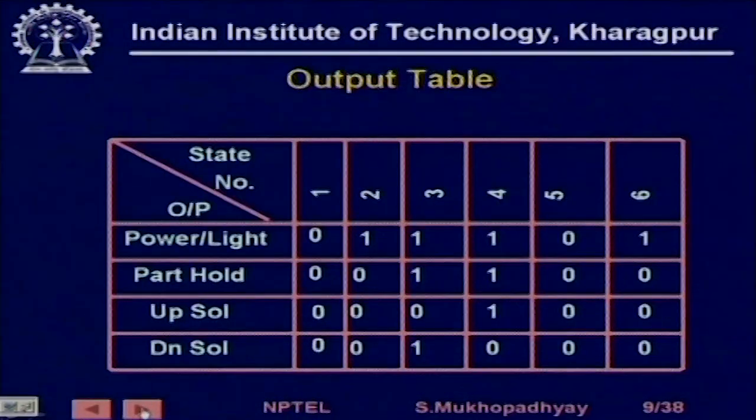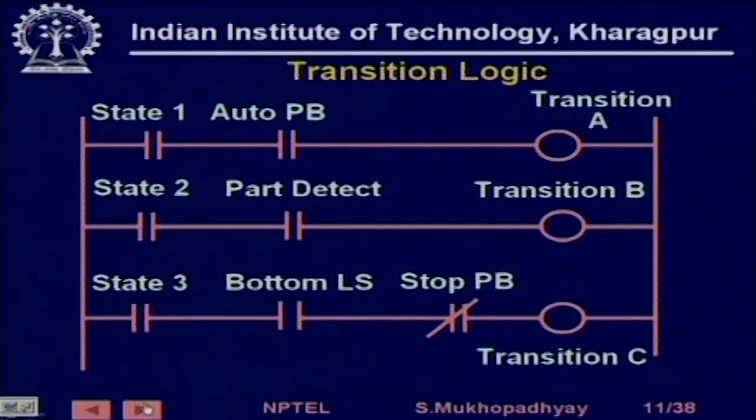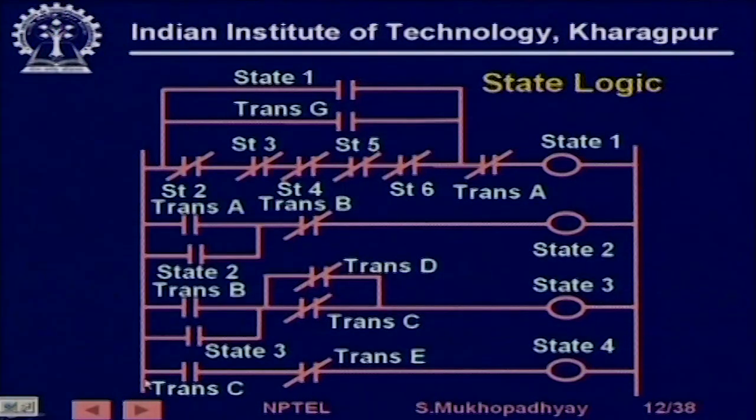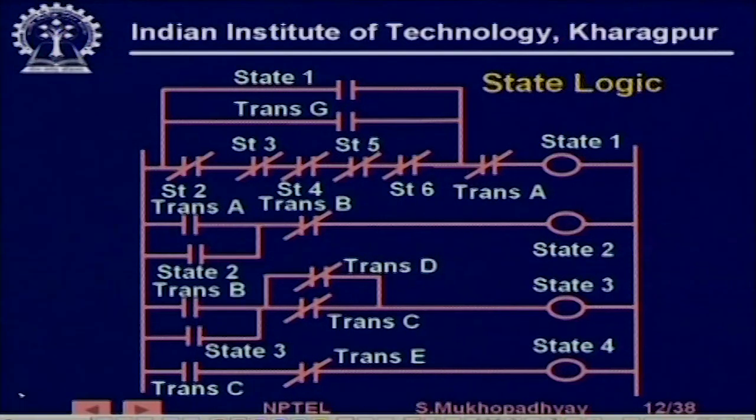Transition B is part placed, correct? So when the part is placed, if that part place signal comes, then what will happen is the transition B will be on, and these are not yet enabled, so therefore state 3 will be on, right?